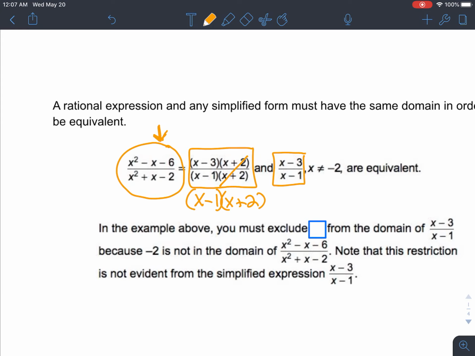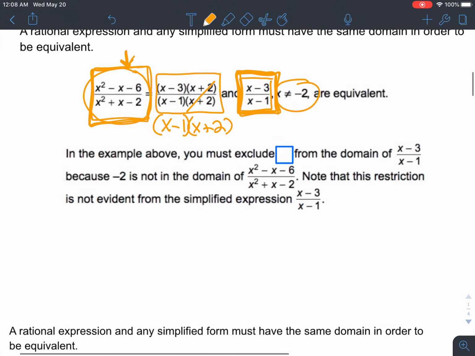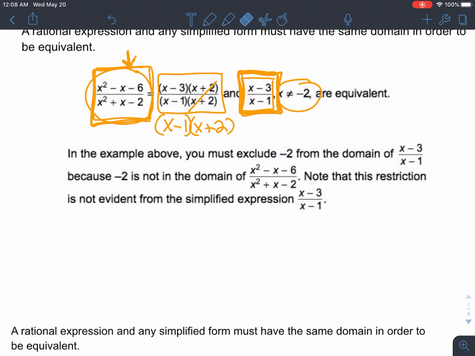So you can only simplify a rational expression if you then say what x can't be. Otherwise, they're not actually equivalent. Because if we look at this, x can't be 1 or negative 2. But if we just look at this, I only see that x can't be 1. I don't see anything about a negative 2. And so then you have to write that there. Okay, so that's what this is saying. You have to exclude negative 2 from the domain because it's not in the domain of the original one.